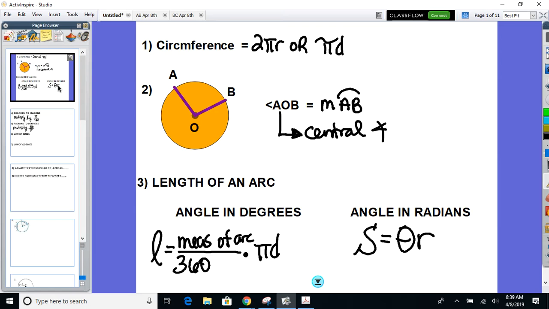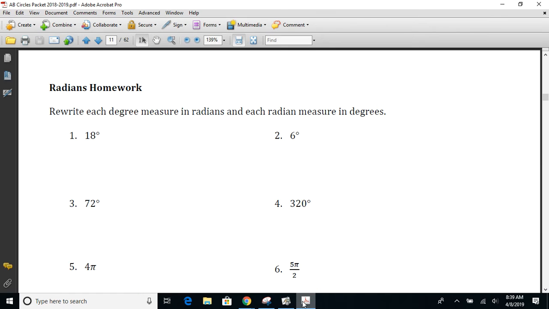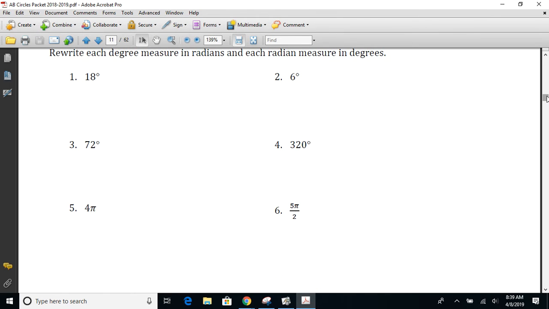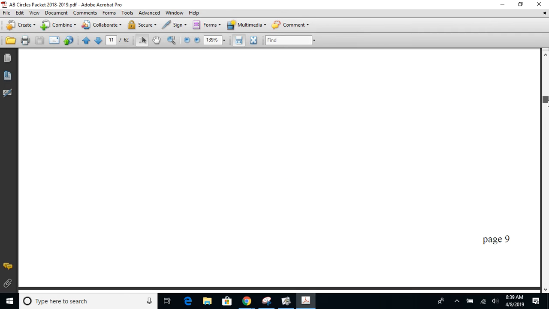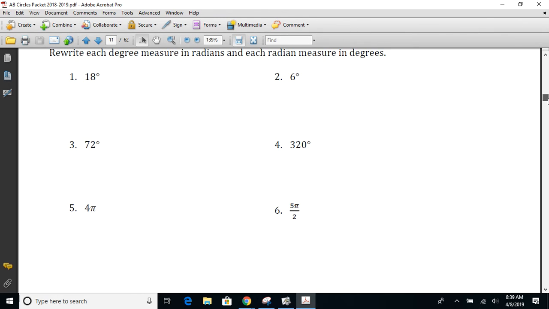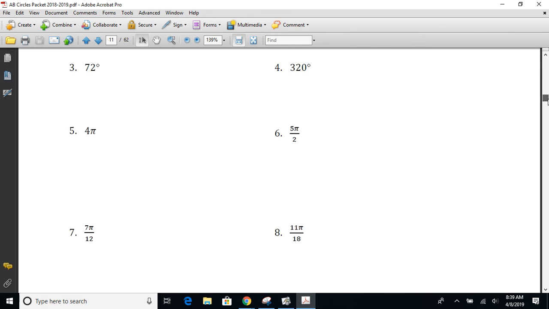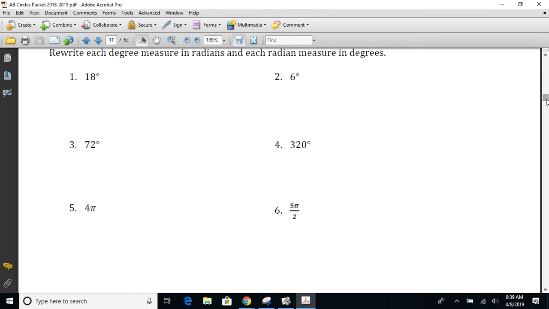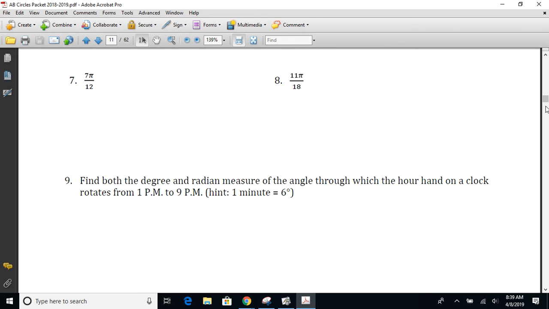All right, let me start with Thursday night homework, which I have not checked yet, which is converting degrees to radians, radians to degrees. I believe we're on page 9. 9 was the homework on Thursday night. Radians to degrees, degrees to radians, and then also this clock question, and there will be a clock question on Thursday's quiz.